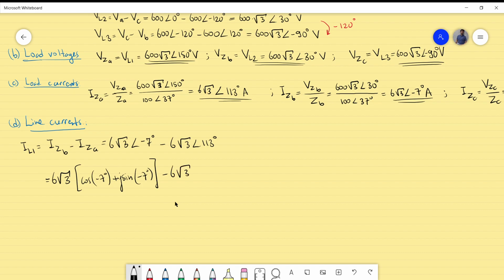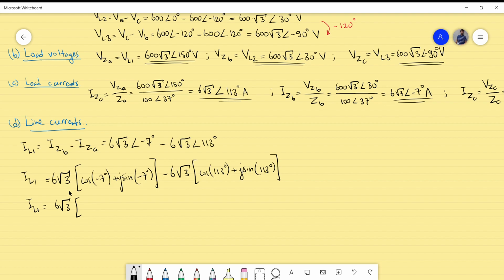And the second part I will do similarly, but using the cosine of 113 degrees, and then j sine of 113 degrees. Again, this is IL1. So if I now combine the real parts, so I have the real part here and the real part there, of course with a minus sign, and the imaginary part here and the imaginary part there, and of course a minus sign here. Let's first move the 6 times square root of 3 outside.